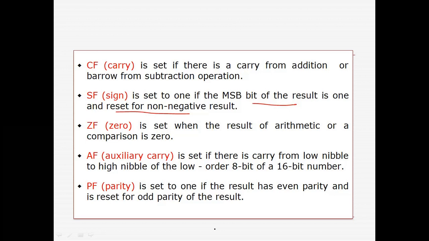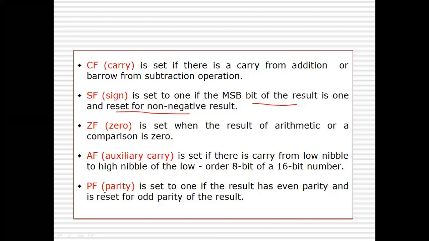The auxiliary carry flag is set when there is a carry passing from the lower nibble to the upper nibble, that is, from the D3 bit to D4, or when bits are transferred from the lower byte to the upper byte. Mainly it refers to the lower nibble, from D3 to D4.